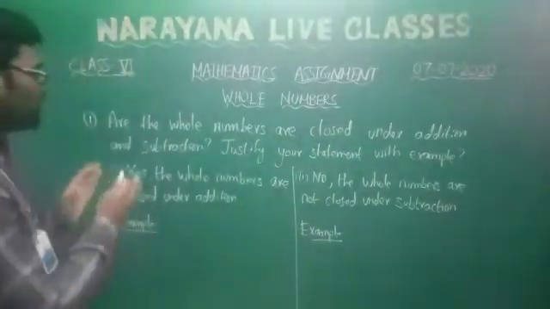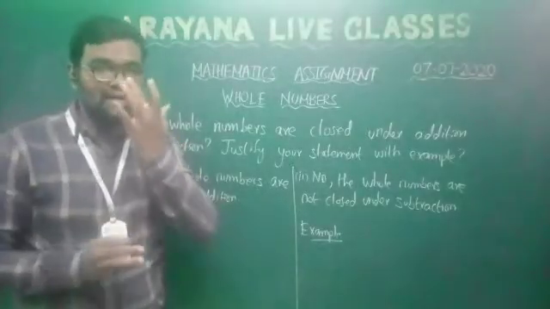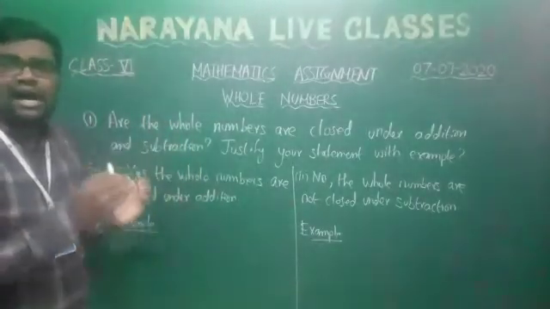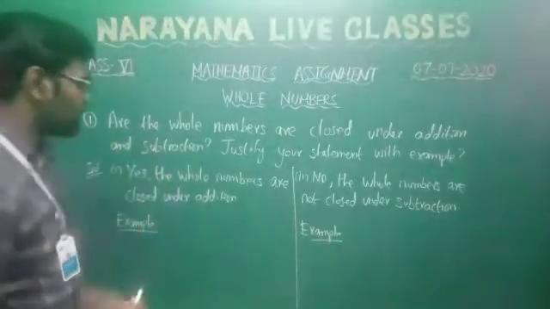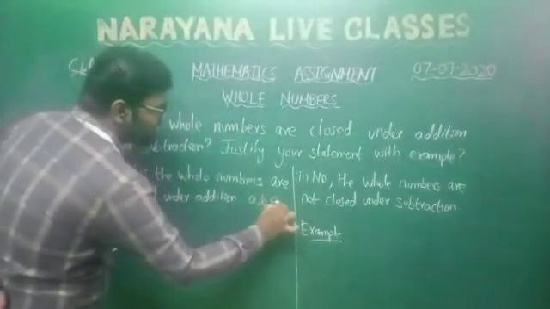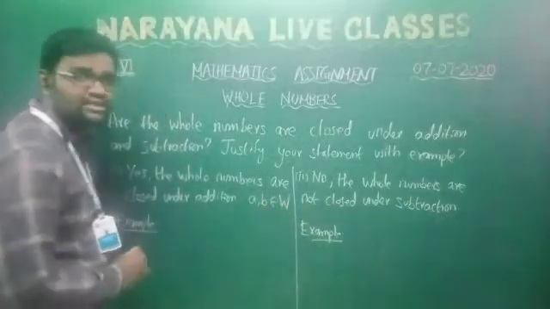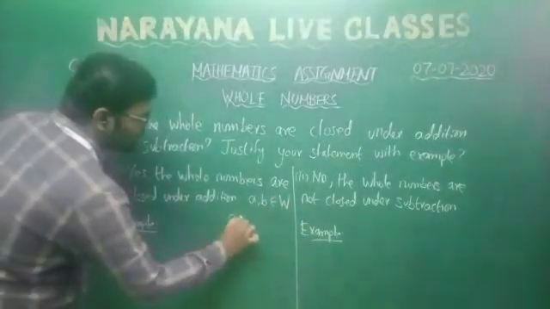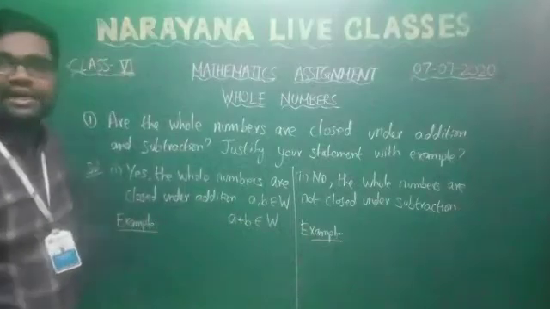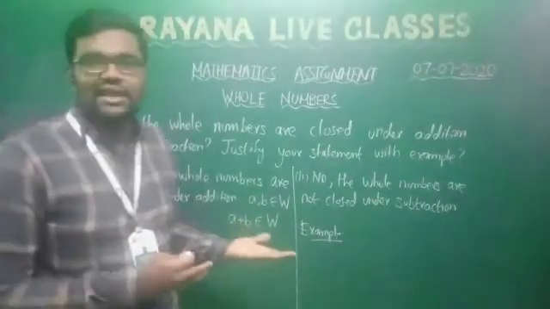So we should say whether the whole numbers are closed under addition or subtraction or not, with an example. For example, addition is closed in the whole numbers. How? Take a and b to be any two numbers belonging to whole numbers. If you add any two whole numbers, the answer should also belong to whole numbers. Then it is closed under addition.